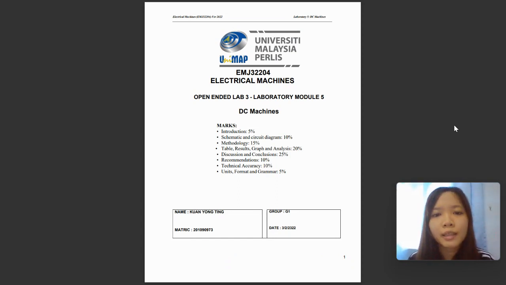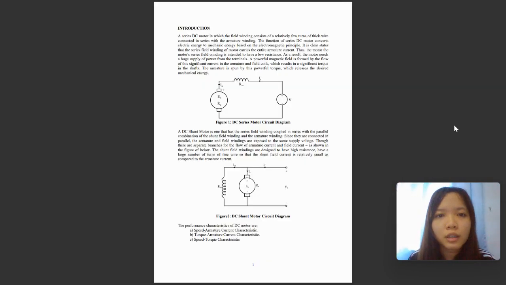This is my open-ended Lab 3, Laboratory Module 5, DC machine. The introduction: a series DC motor is one in which the field winding consists of a relatively few turns of thick wire connected in series with the armature winding. The second one, the DC compound motor, has the series field winding coupled in series with the parallel combination of the shunt field winding and the armature winding.